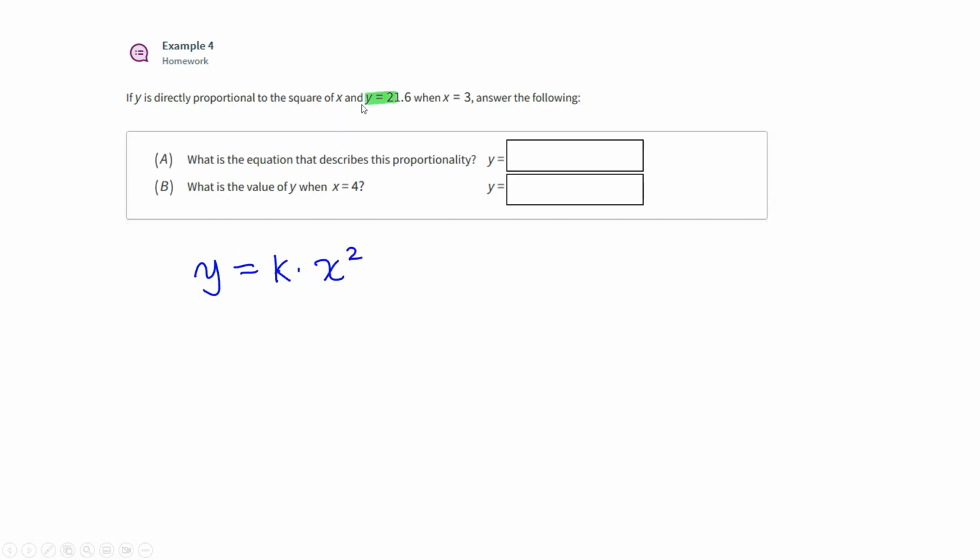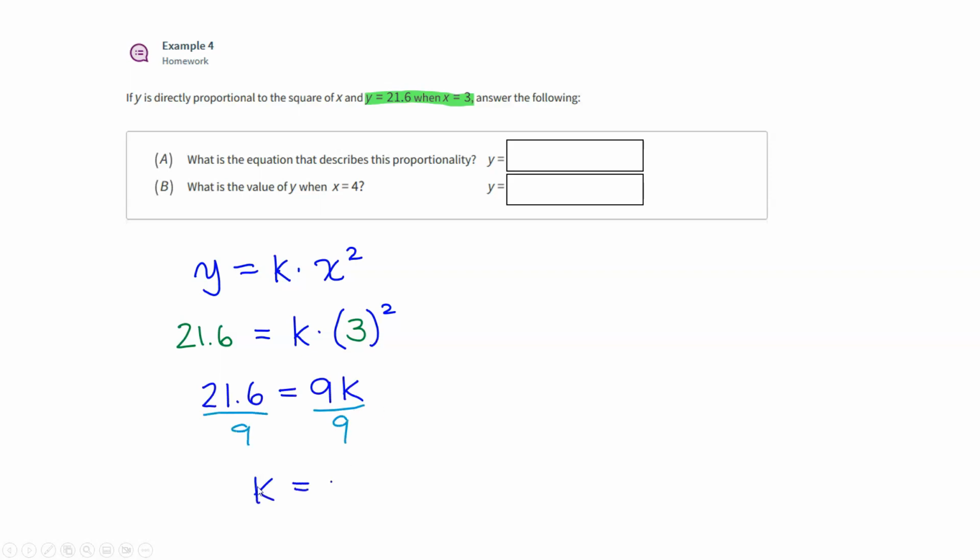Now you're going to take this information here that y is 21.6 when x equals 3, and you're going to substitute those in for their respective values. So this is 21.6 when this is 3. And you want to solve this for the constant k. So this becomes 9, and you're going to divide both sides by 9 to get that k equals 2.4. So now you have an equation that describes the proportionality. It's y equals 2.4x squared. So the 2.4x squared gets filled in here. You already have the y equals.